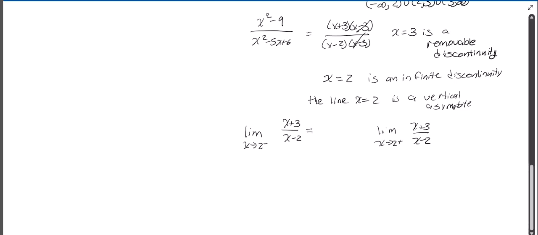So 2 from the left means I'm plugging in a number that's slightly smaller than 2. A number slightly smaller than 2 makes the numerator positive and the denominator negative. So if I am to the left of 2, I have a positive over a negative, which is negative, which means this limit is negative infinity. If I plug in a number slightly bigger than 2, something bigger than 2 plus 3 is positive. Something bigger than 2 minus 2 is also positive. Positive over a positive is a positive, so that's a positive infinity.